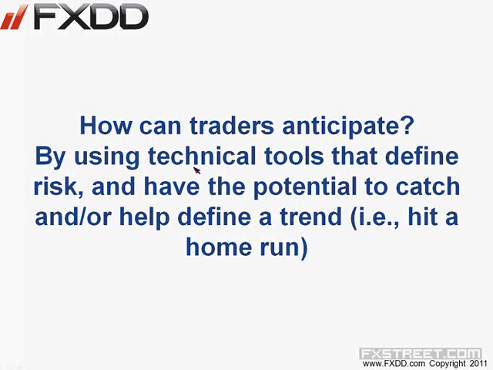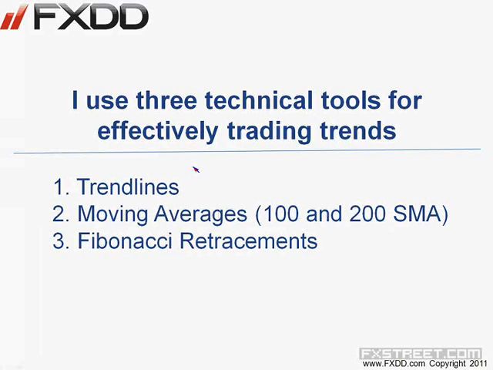So, how do traders anticipate? By using technical tools that allow you to potentially catch or help define a trend. That is, hit a home run or hit a six in cricket. I use 3 technical tools: trend lines, moving averages, and 100 and 200 Fibonacci retracements.